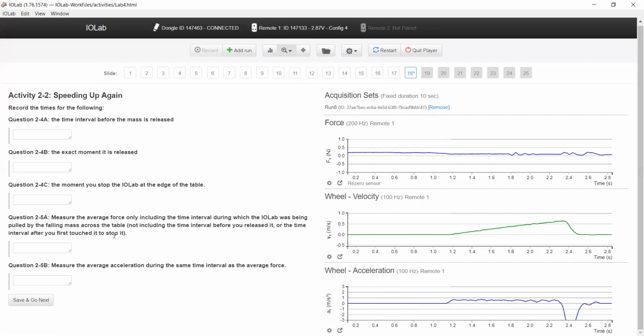Okay, and the average force only includes the time interval during which the IOLab was being pulled by the force of the falling mass. So don't get confused here. They want you to do the force average, but not for the whole region, just the region from here to here. It's kind of constant there, so you just have to do it from here.